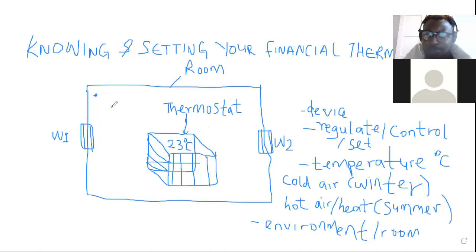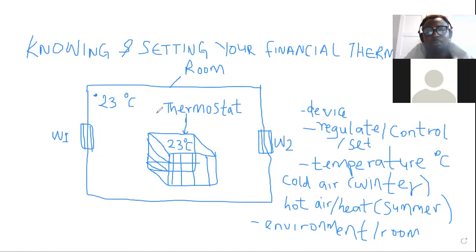What will happen to the temperature in this room? Benga, can you tell us? Are you there, Benga? Can you tell us the temperature of the room if the thermostat is set to 23 degrees Celsius? No idea? Okay, if the thermostat is set to 23 degrees Celsius, of course the temperature in the room is going to be 23 degrees Celsius.